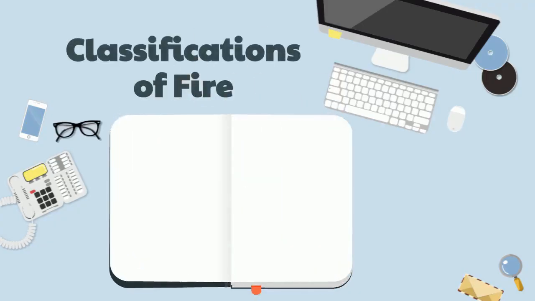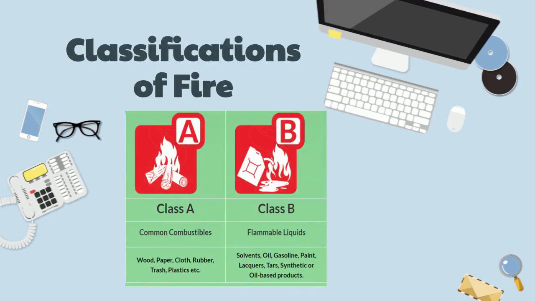Fire classification. Class A. Like paper, wood, plastics, etc. Class B. Flammable liquids. Like solvents, oil, paint, etc.